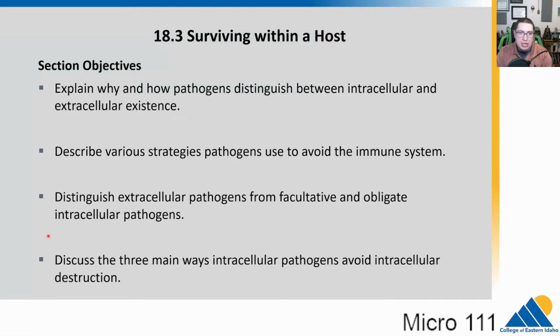All right, in chapter 18.3, we're going to talk about surviving in the host, right? So we got in, we've attached, and now how do we survive in there as a pathogen? We're going to talk a lot about the difference between intracellular pathogens, the ones that live inside of cells, and extracellular pathogens. They're going to do different things because they need to avoid different parts of the immune system. So a lot of this is about immune system avoidance, like I said, and then we'll talk about some very specific strategies that each use. And I would like you to know one strategy that intracellular pathogens use and one that extracellular pathogens use.